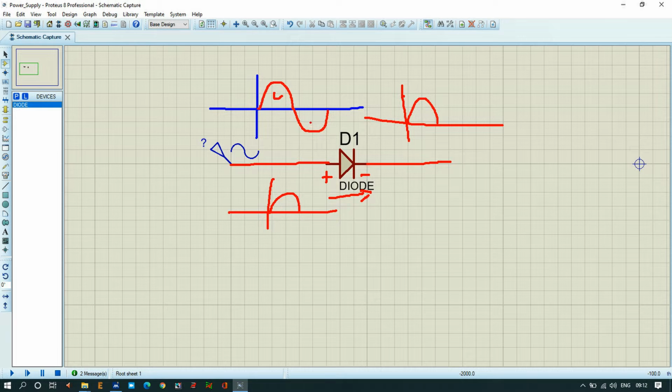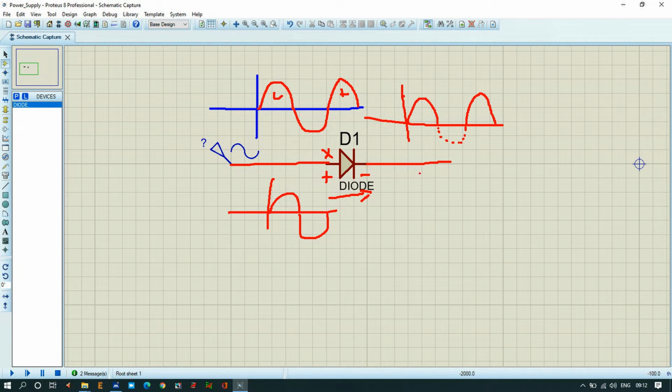In the next negative half cycle, whenever we provide the negative half cycle to the anode terminal, the diode blocks the negative cycle. So we will not be able to get the negative half cycles. It is blocking the negative side of the signal. Then again we are getting another positive half cycle, so the diode allows the positive half cycle, and then we will get the third half cycle here.